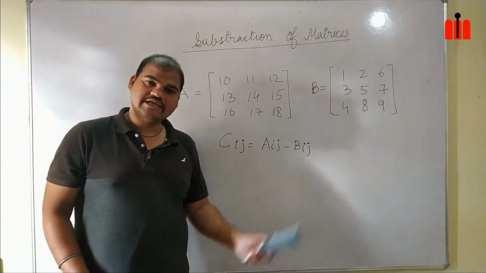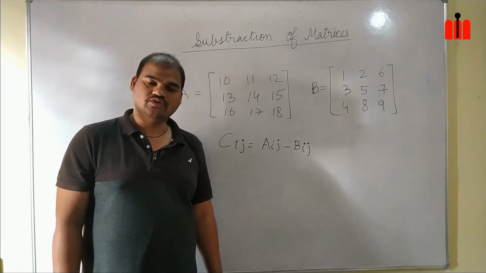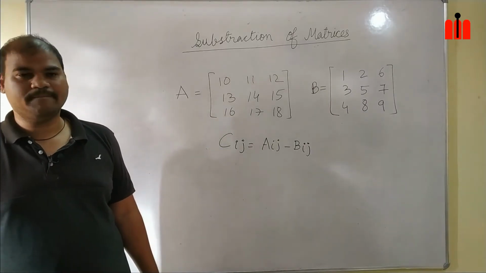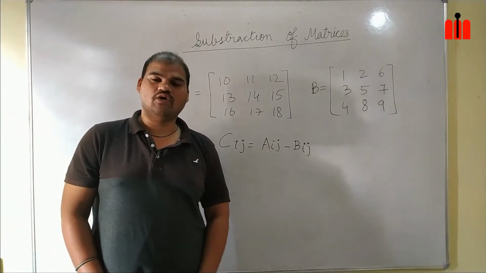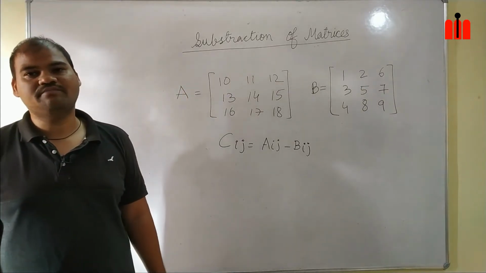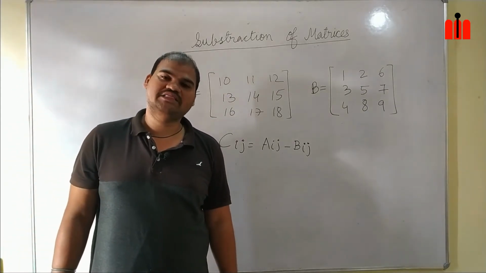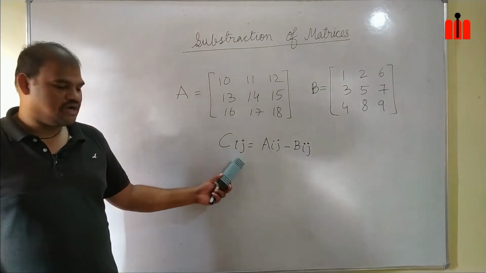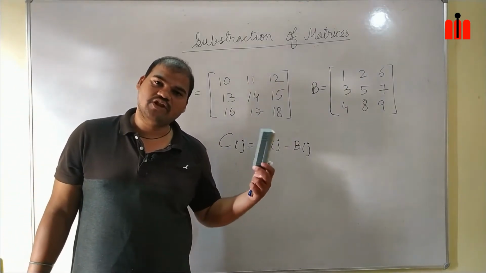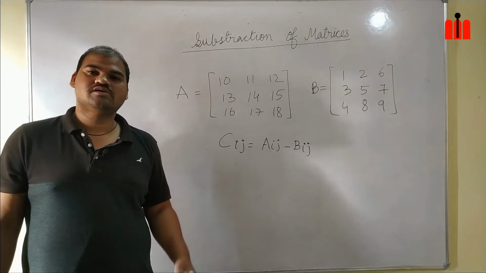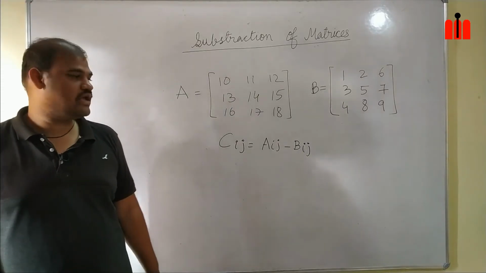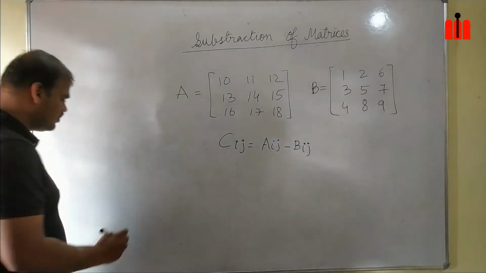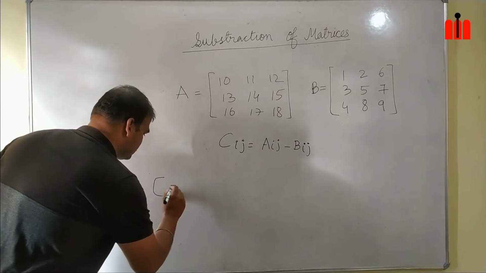Here A has 3 columns and 3 rows, so its order is 3 by 3. B has 3 rows and 3 columns, so it is again a two-dimensional matrix with the order 3 by 3. So what will the matrix Cij be? Cij will also be a 3 by 3 matrix. So how will my Cij look? This is the C matrix.